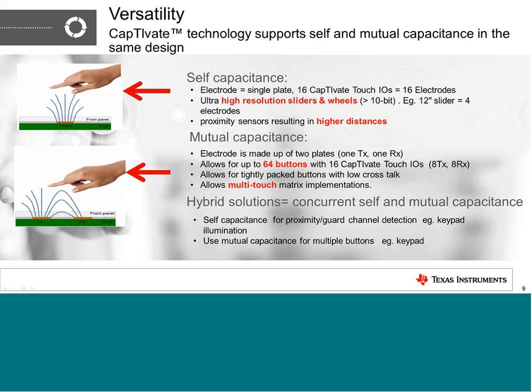With a hybrid solution, think about you're building maybe a control panel which illuminates when a person walks up to it, and then you want to have a large number of buttons when people actually want to enter an input. You can do that with CapTIvate technology because you can dedicate some of the buttons with self-capacitance, and then you can dedicate some of the buttons for mutual capacitance. So you really don't need to trade off by either selecting self or mutual. You can mix and match the two.